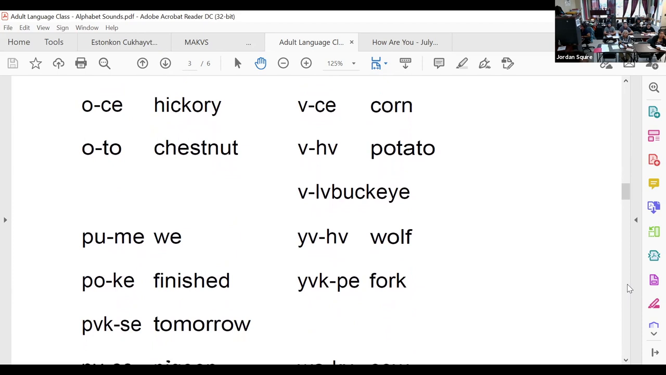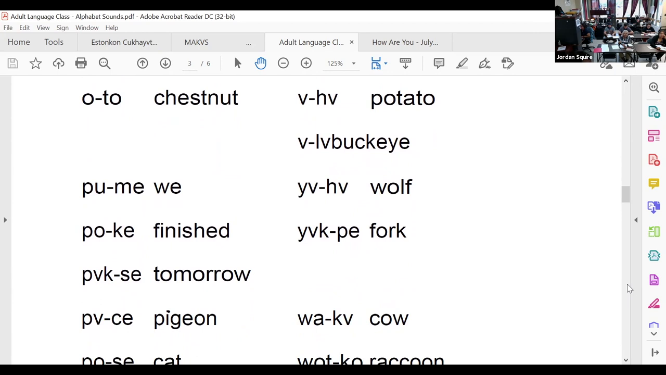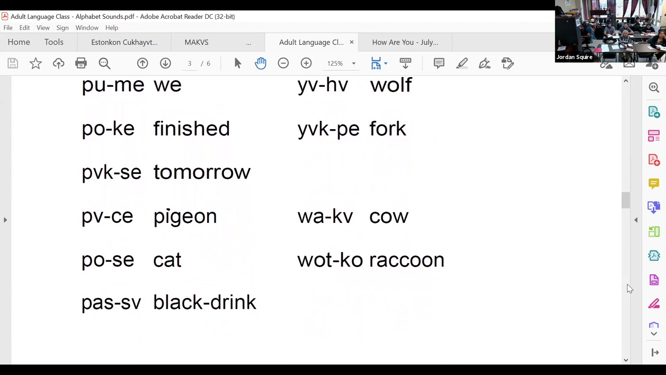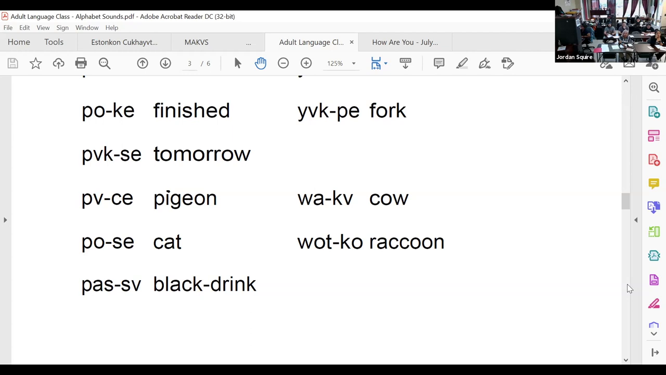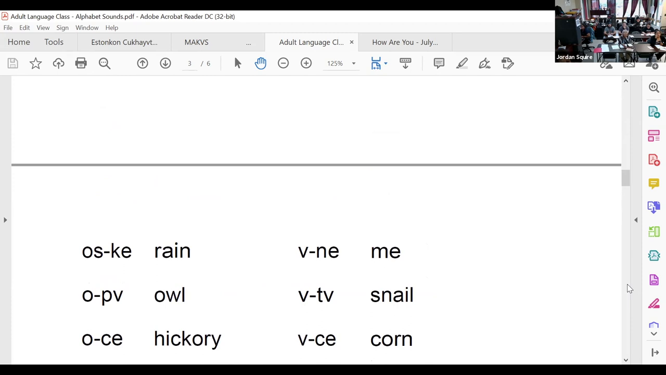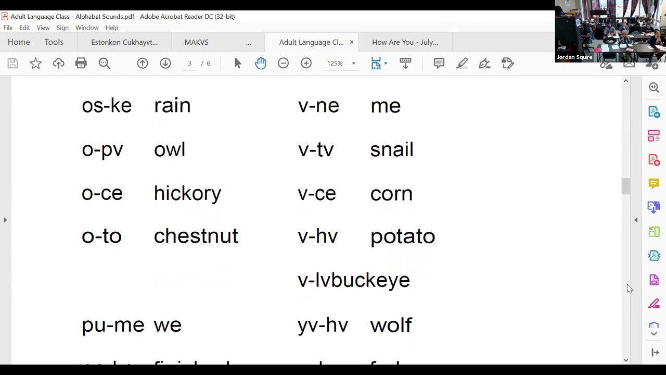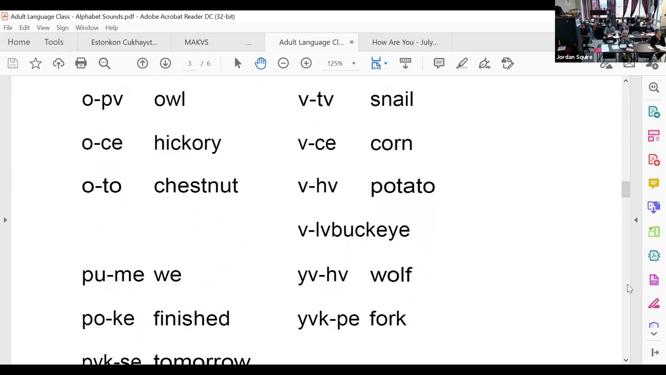Finished. Bogey. Tomorrow. Boxy. Pigeon, budgie. Remember the budgie. Here we go. Cat. Horsey. Black drink, basa. Okay. Let's go up here. Me. Ani, snail. Ada. Corn, achi. Potato. Okay, here we go. Buckeye, allah.